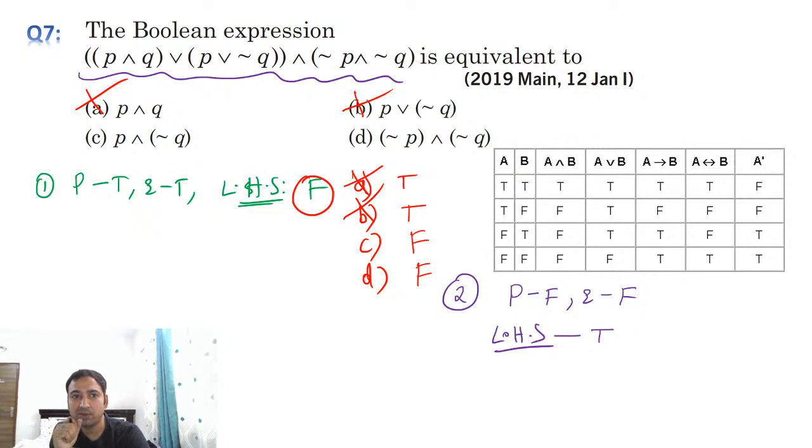So now let's verify the options. Already we eliminated option A and option B. Now again, you don't need to verify option A and B, guys. Why? Because already we eliminated option A and option B. Now let's verify option C.